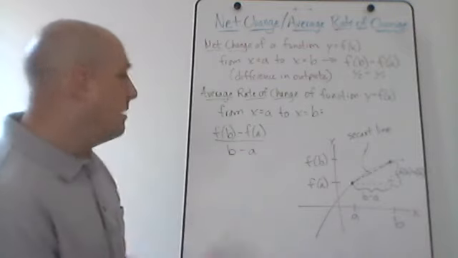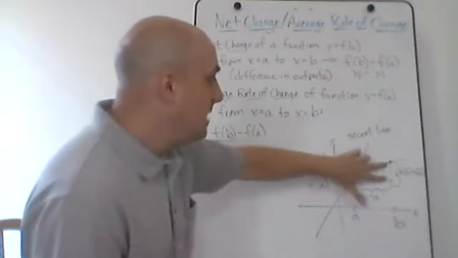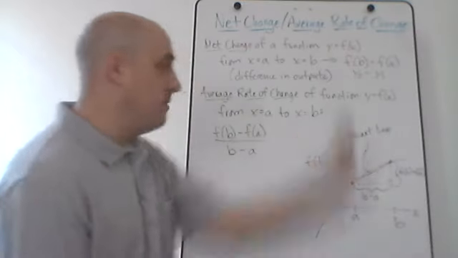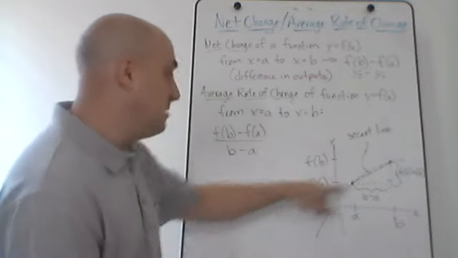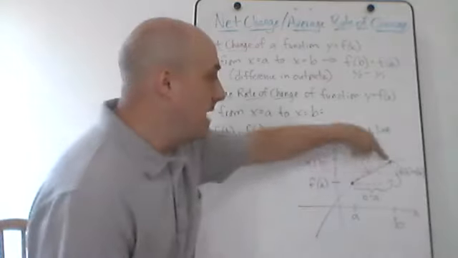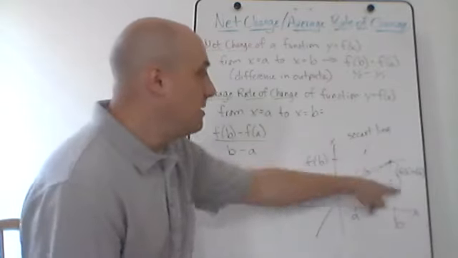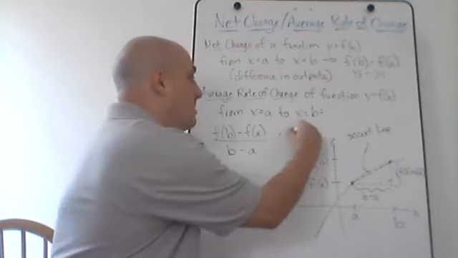We already discussed that when we're doing net change, the f of b minus f of a is the difference in your y values here. That's that vertical line, which is the rise from one point to the next. If this is my starting point over here at x equals a, and this is the ending point over here at x equals b, the difference in y values, f of b minus f of a, gives me my rise.